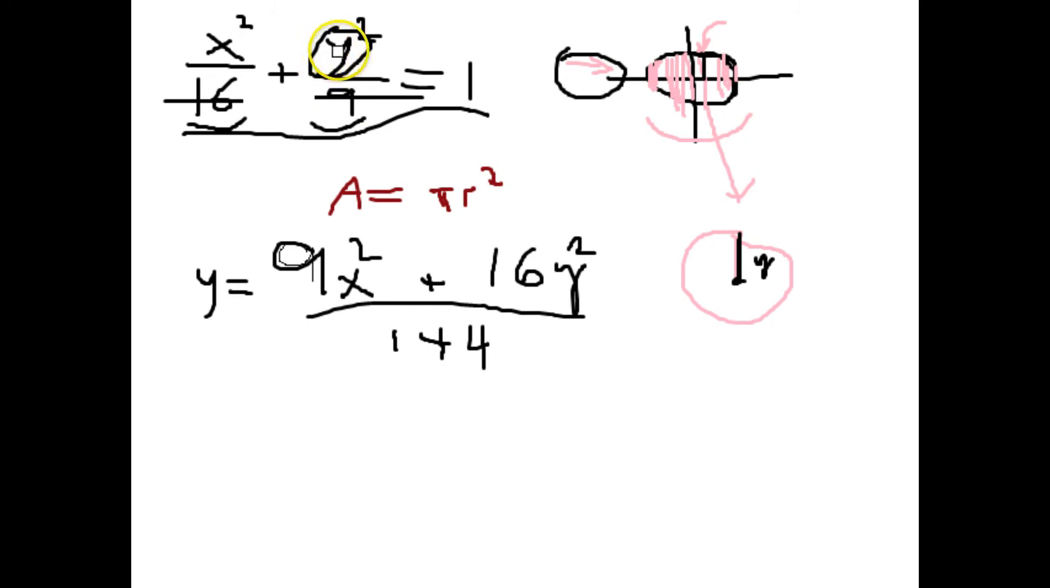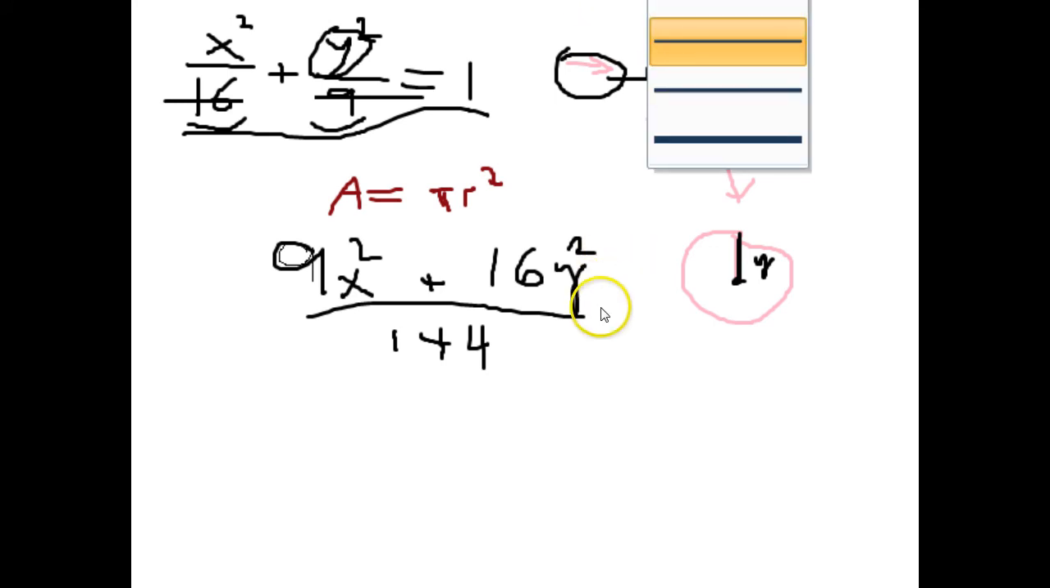So 16 times y squared is 16y squared. 16 times 9 is 144. So I have 9x squared on top plus 16y squared on top. Everybody on the bottom has 144. So that gives me 9x squared plus 16y squared over 144. And that is, oh, sorry. That is not equal to y. I'm just trying to solve for y. So that is equal to 1.